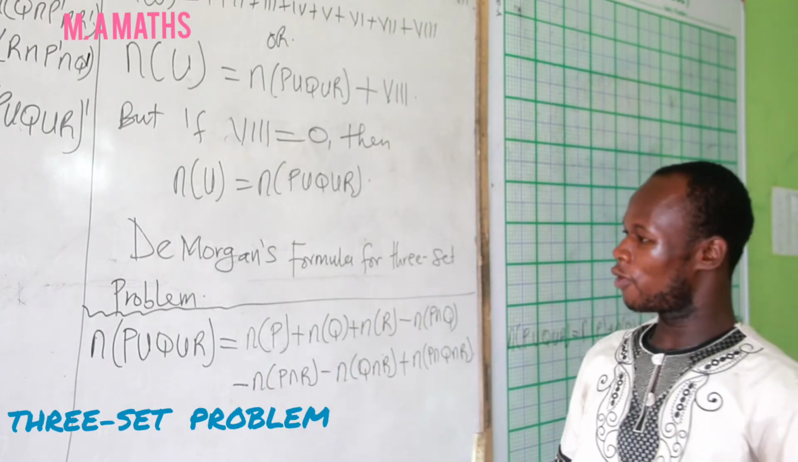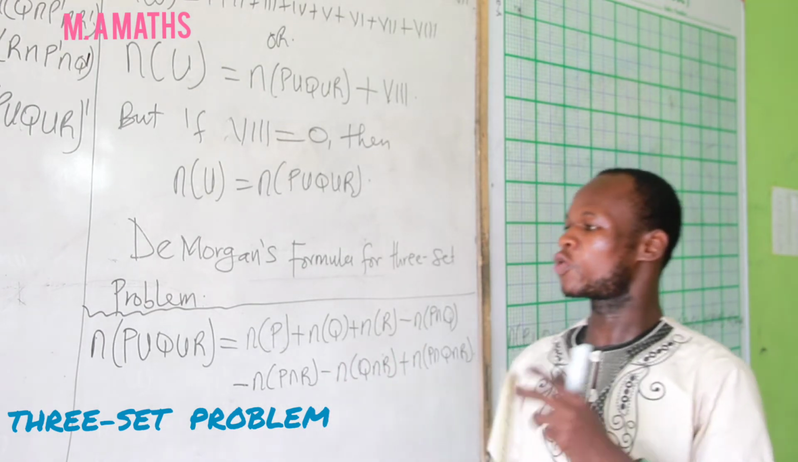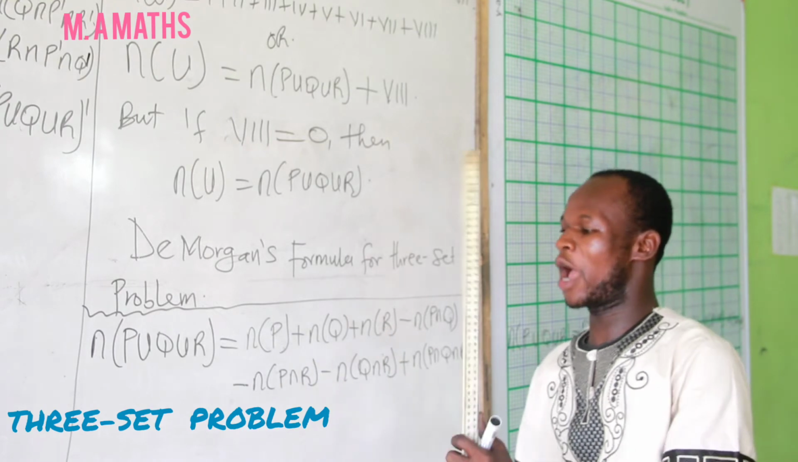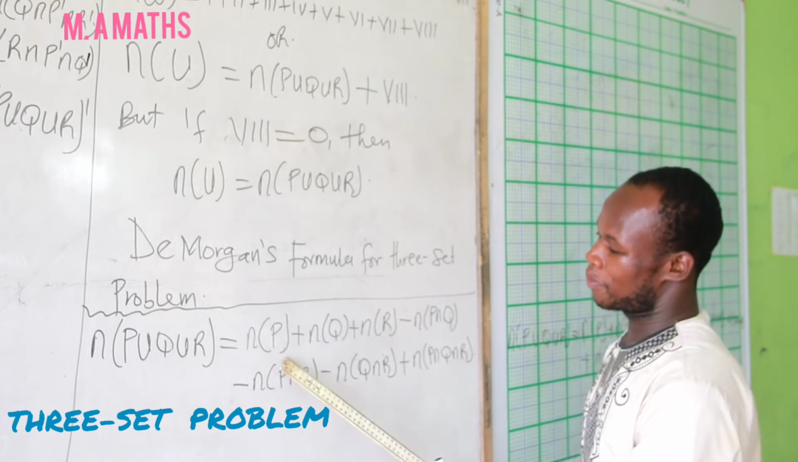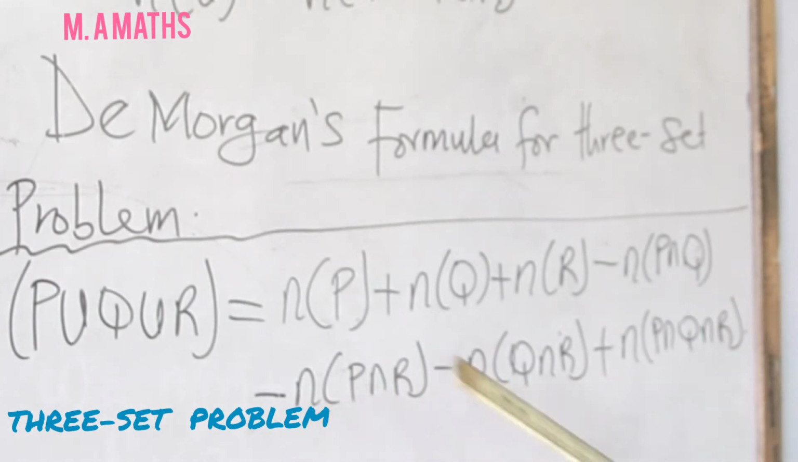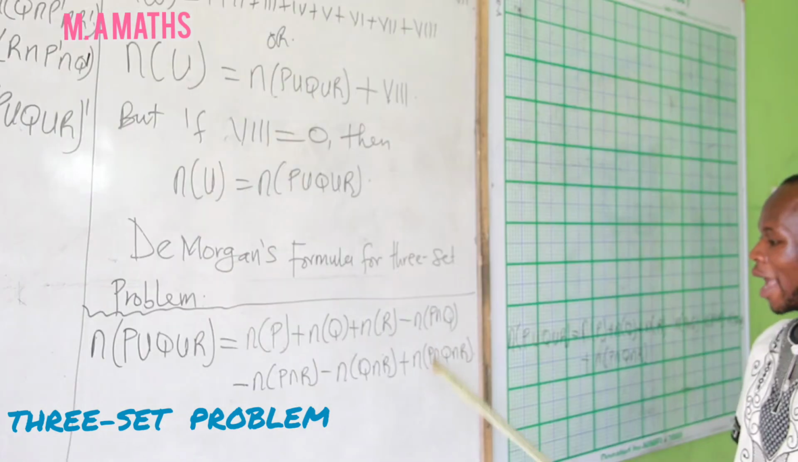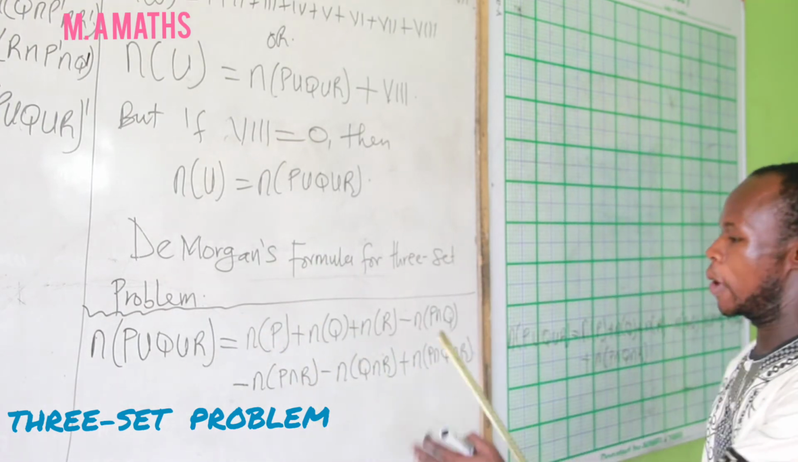De Morgan's has many formulas in set theory, but this is one of them for the three-set problem. We have n of P union Q union R. You add n of P, n of Q, and n of R, and subtract n of P intersection Q, n of P intersection R, and n of Q intersection R, plus n of P intersection Q intersection R. Why do you have to subtract? Someone may ask that question.